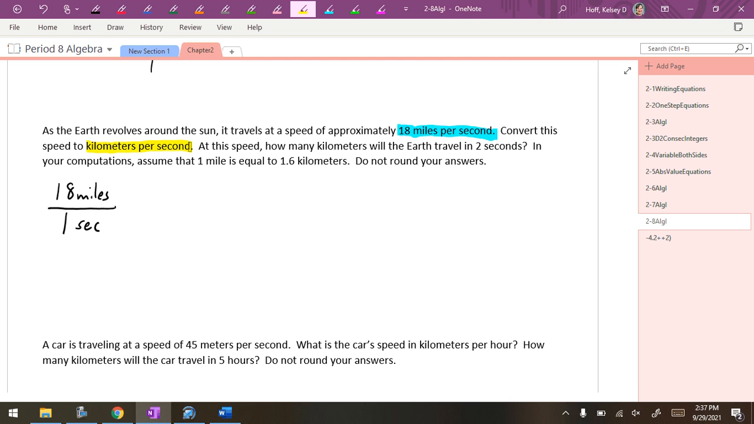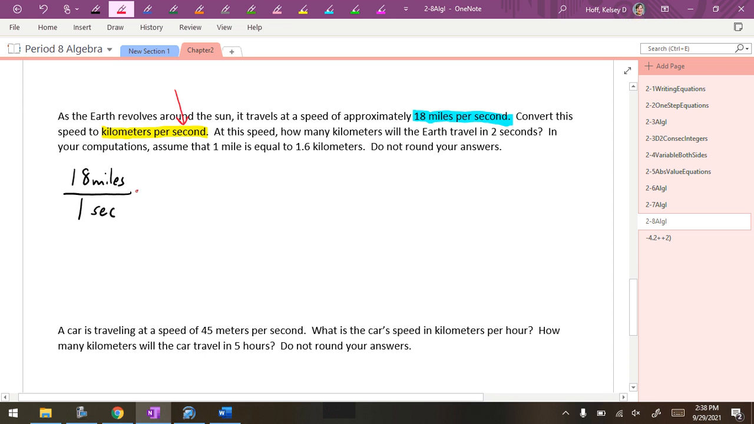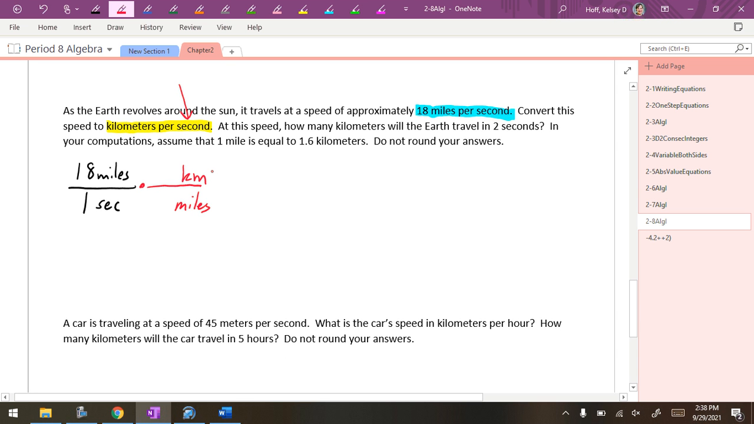So I need to change miles or seconds? Miles. We're going to leave it in seconds, okay? So miles is in the top. To convert miles to cancel, I have to put it in the bottom. And I'm going to convert miles to kilometers. What's my connection? 1.6 kilometers for every 1 mile.